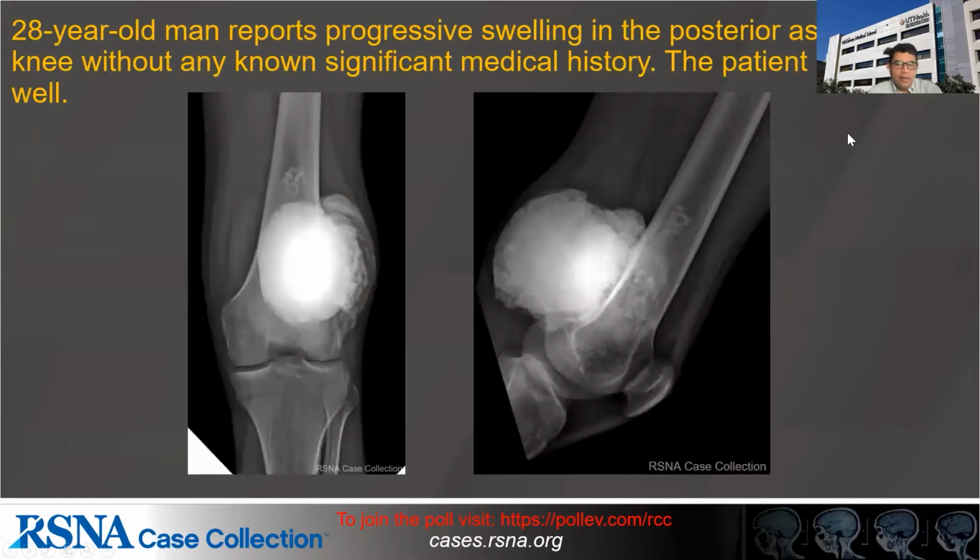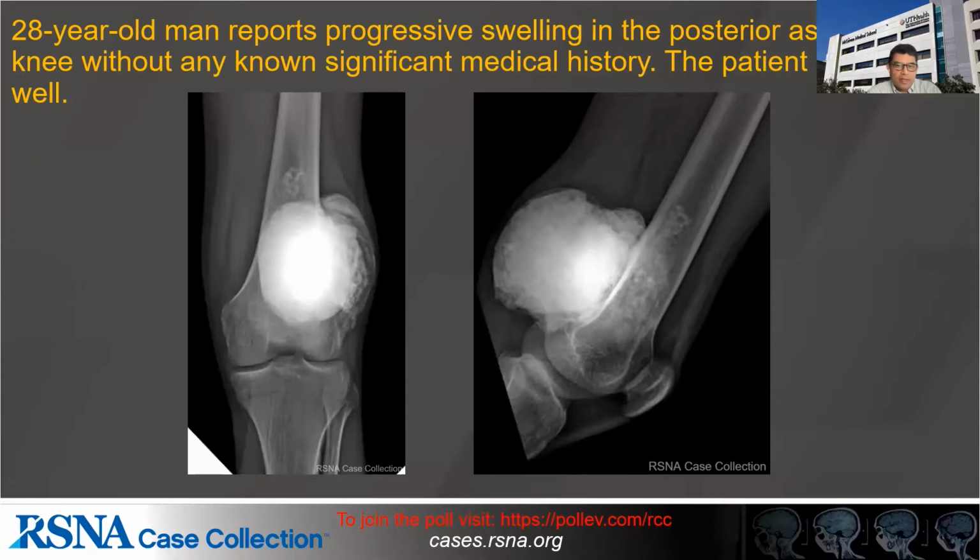Thank you. And so the first case we're presenting is a 28-year-old man who reports progressive swelling in the posterior aspect of his knee without any known significant medical history otherwise. The patient is pretty well, presenting to us with just a lump. What do you think about this? Give you maybe a second to look at the radiographs to start with. And we got some cross-sectional imaging coming up in a moment.